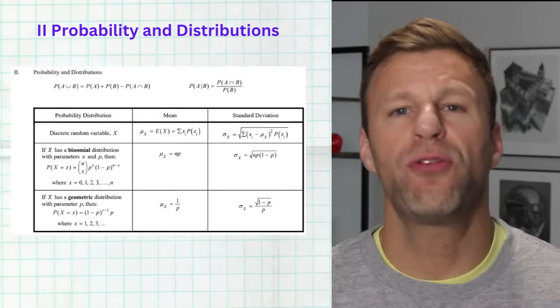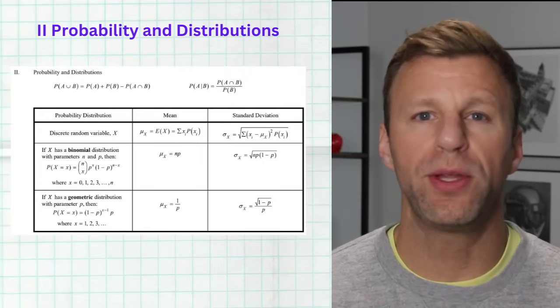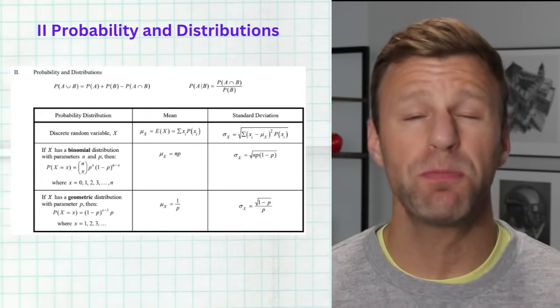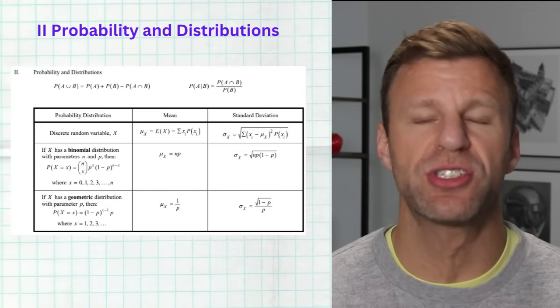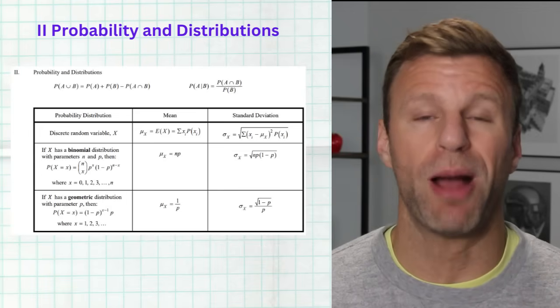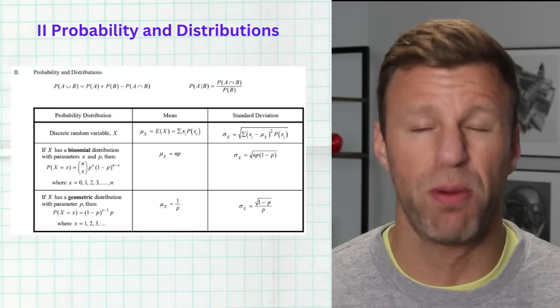The next section of the formula sheet, part 2, is for probability and probability distributions. This possibly could be the most useful section to you because for a lot of kids, probability is kind of like their toughest part.